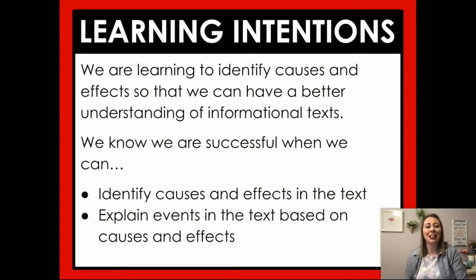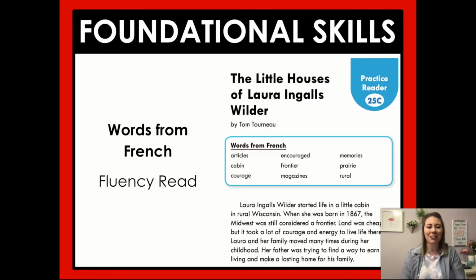Today, we are learning to identify causes and effects so we can have a better understanding of informational text. Cause and effect is a common text structure you can find in informational text. That's the way authors organize information. It's not going to be our exact text structure today, but there are still causes and effects that we can use to help understand our text. We know we are successful when we can identify causes and effects in our text and explain events in the text based on those causes and effects. Whew, that's a mouthful.